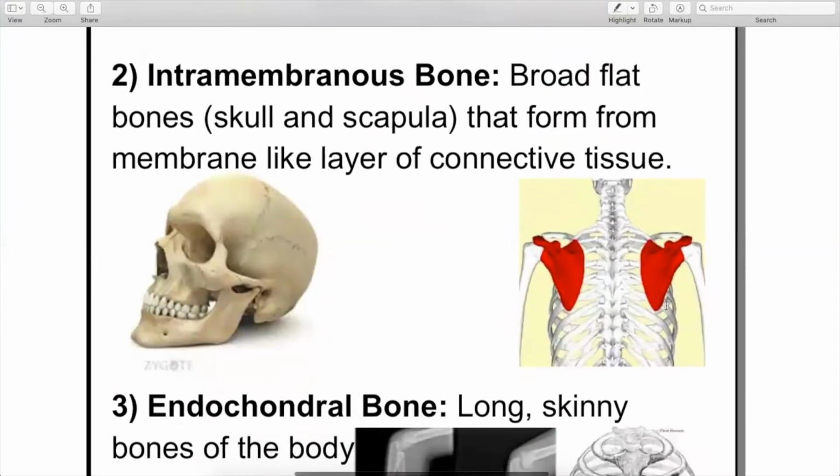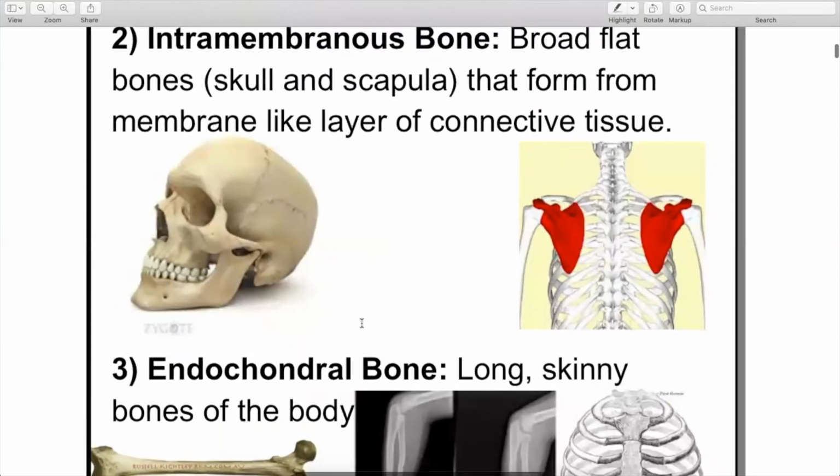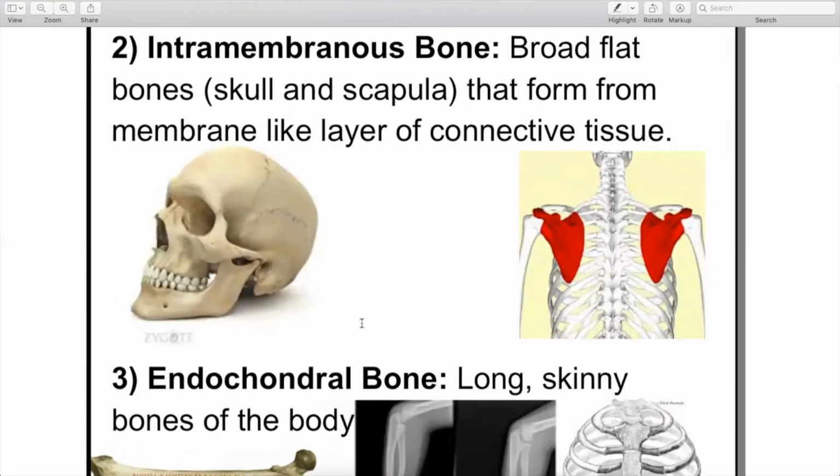Once you get bones, we're going to have two basic varieties of bones. We call them intramembranous bone and endochondral bone. Remember these words, guys. There's no real trick to memorizing them. You just have to study and memorize this. In previous years, these are words that people have gotten mixed up very easily.